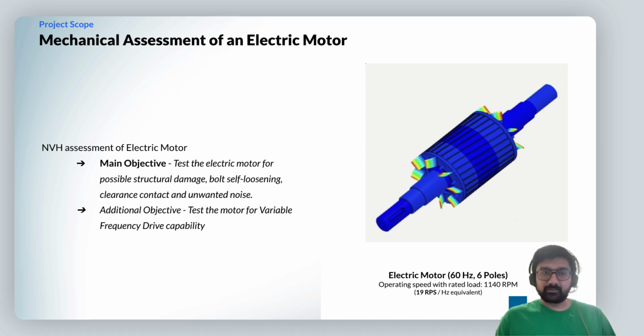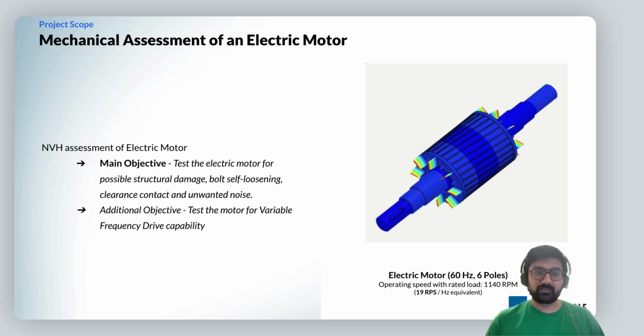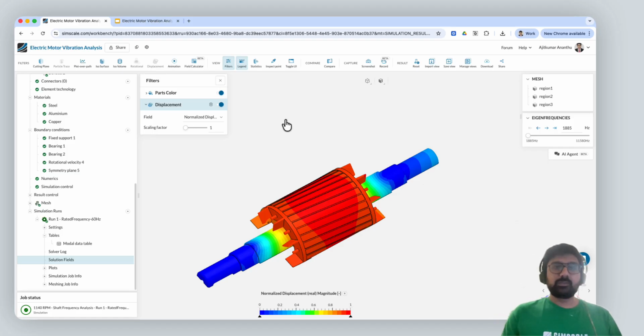At the end of this session, we'll be collecting all the results from the simulations, formulating a Campbell diagram, and finding out the safe operating limits of the motor. Let's jump into the platform to see the initial or the key results and see how we can set up such a simulation using SimScale.